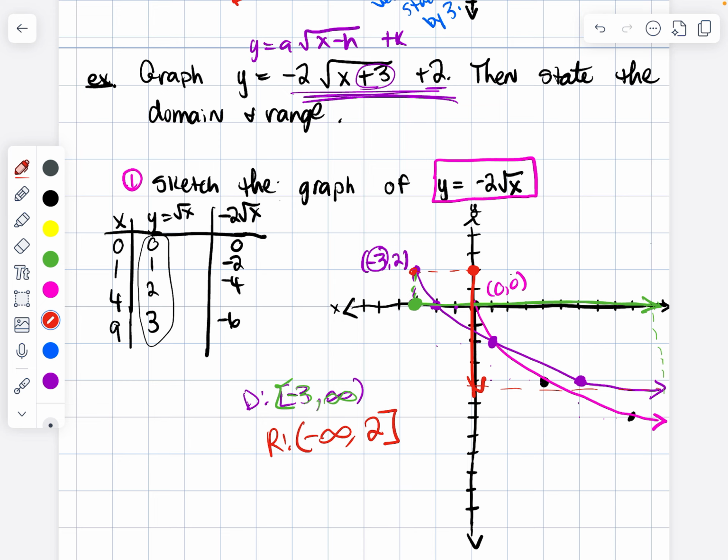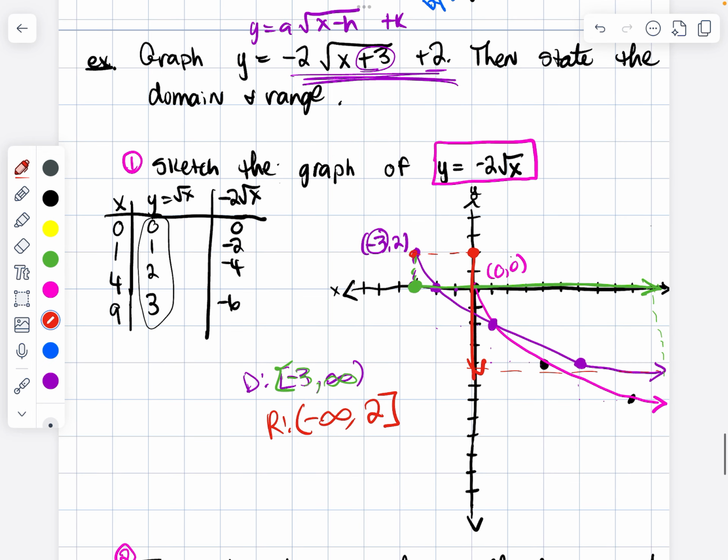All right, that's it. That's how you're going to graph all cubic and other functions. Also, another way of writing this could be x is greater than or equal to negative 3, or y is less than or equal to 2. That's it.